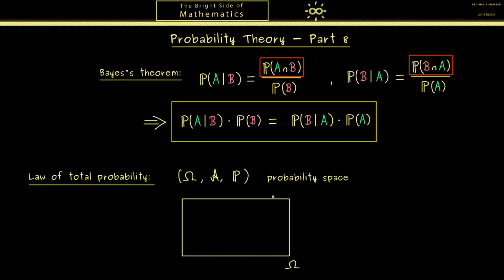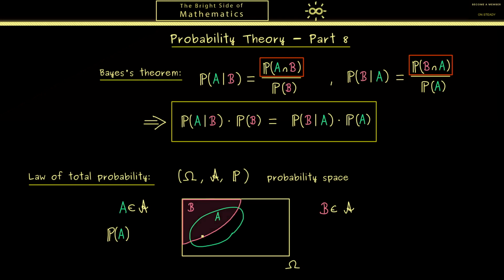So as always we choose a probability space given by a sample space Omega, a sigma algebra, and a probability measure P. And now we want to calculate the probability of a subset A. So the question is, how can we split up P(A)? Now one possibility would be to choose another set B. In the picture we can visualize this maybe like this. So the set B is here and you immediately see how the set A is divided now.